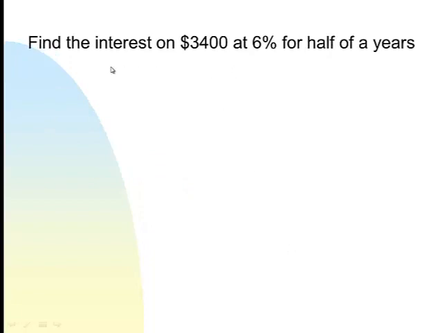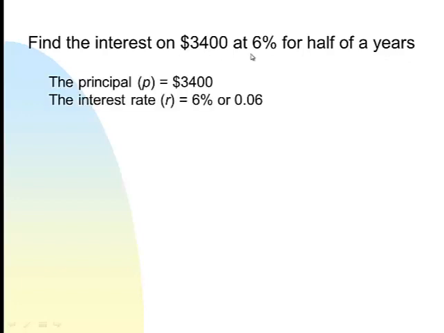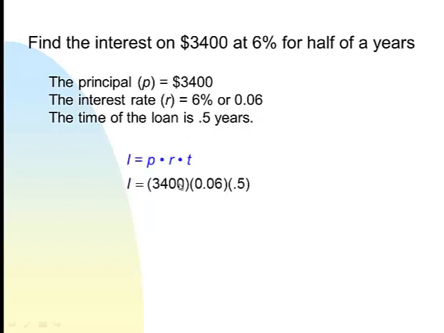Let's try one where it's not a full year. So on this problem, what's my principal? $3,400. What's my rate? 6% or 0.06. Got to write it as a decimal. And how would you write your time if it's half of a year? 0.5 or 1/2. Now let's multiply it. 3,400 times 0.06 times 0.5 would be $102.